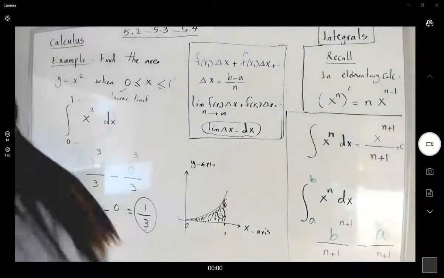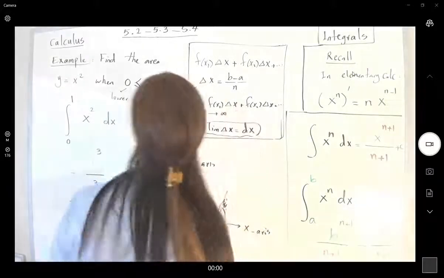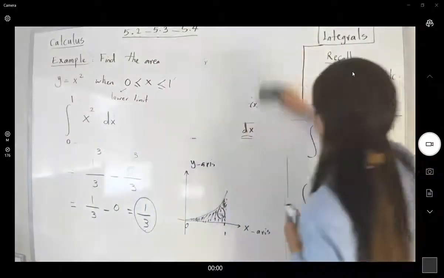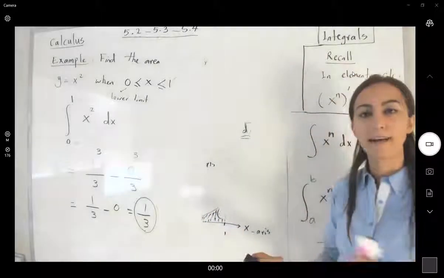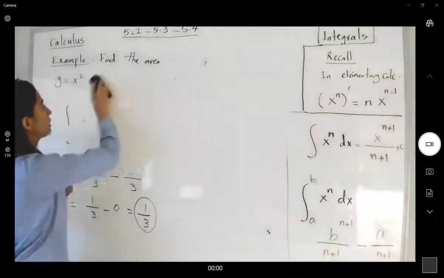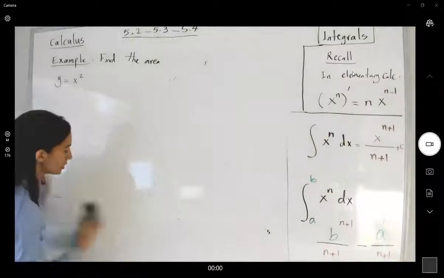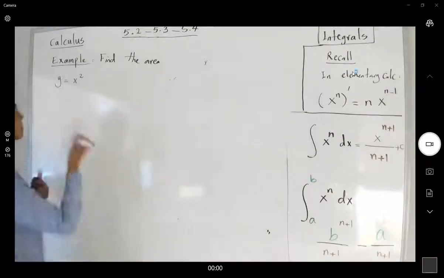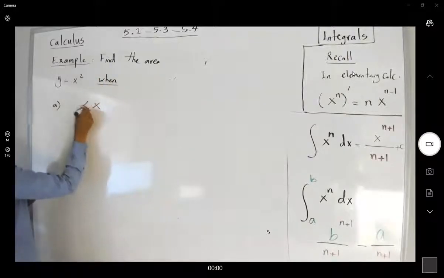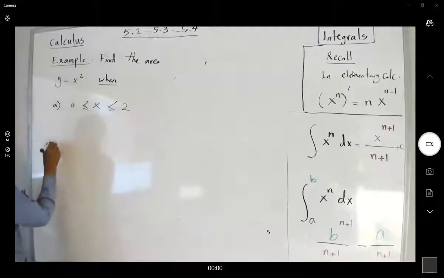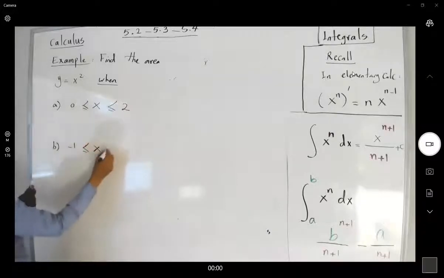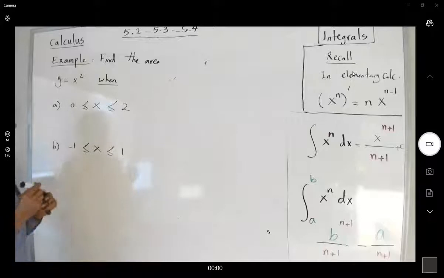So let us practice a little bit more. Here, I'm going to work with the same function, the same parabola, and now I ask you to find other definite integrals or areas. Find the area for y equals x squared when x is bounded between 0 and 2, and when x is bounded between -1 and 1. Now let's find these two areas.